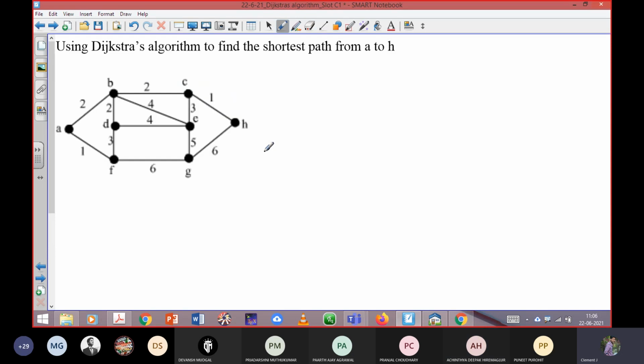Okay. Please listen carefully. Here we are using one algorithm. That algorithm is very famous, Dijkstra's algorithm. Usually they will mention in the question to use Dijkstra's algorithm to determine the shortest path from one vertex to another vertex. They can mention what is the source vertex and what is the destination vertex. They will be mentioning those things.